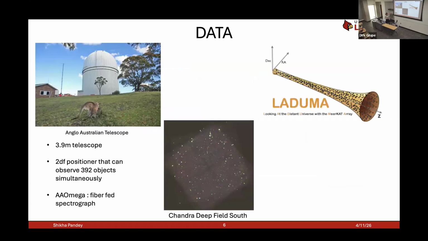The spectroscopic data is coming in from the Anglo-Australian Telescope, which I don't need to tell you all where it is. It's a 3.9 meter telescope. It has a 2-degree field positioner, which can observe up to about 400 fibers, 392 of which can be galaxies. And it has AAOmega, which uses this 2-degree field fiber to give us spectra. AAT has observed the LADUMA field, looking at the distant universe with the MeerKAT array. The LADUMA field is in the Chandra Deep Field South.